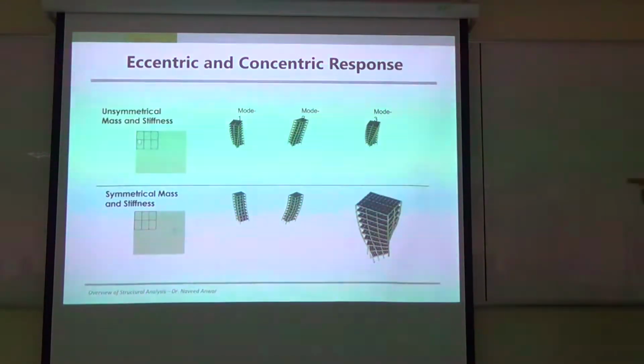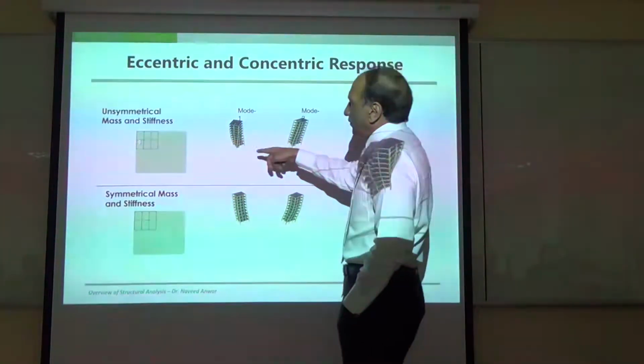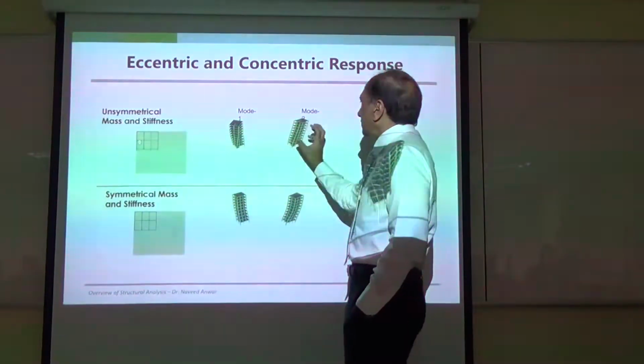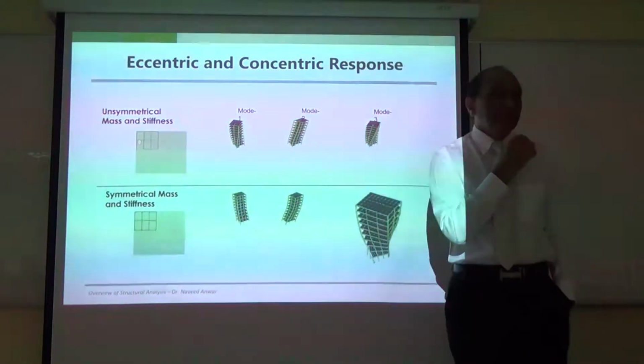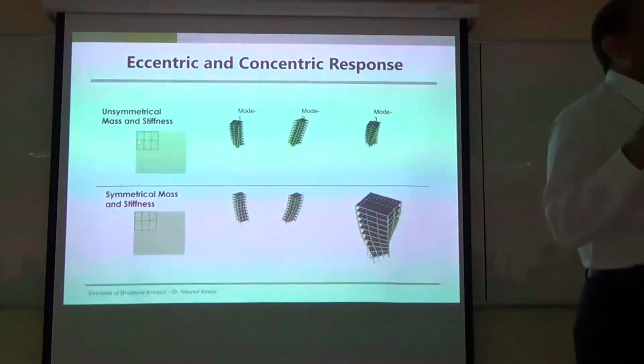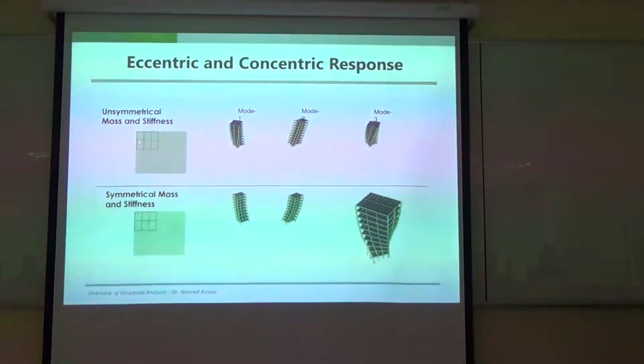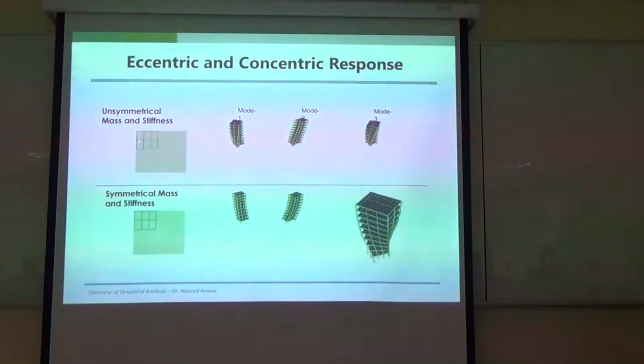I mentioned earlier, this is the eccentric mode. So if the building deforms like that, the building deformation can tell you whether the building is eccentric or not eccentric. So asymmetry, eccentricity, discontinuity, all of the bad properties of the structure can be determined through mode shapes.